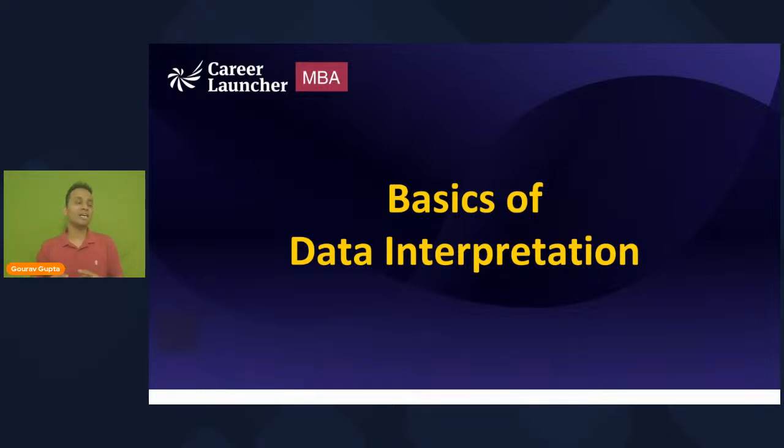There can be data given in the form of mixed charts, histograms, and so on and so forth. There are triangular charts as well. But as the basics, we will be looking at the four basic types of data: tabular data, pie chart, line graph, and bar graph, right?